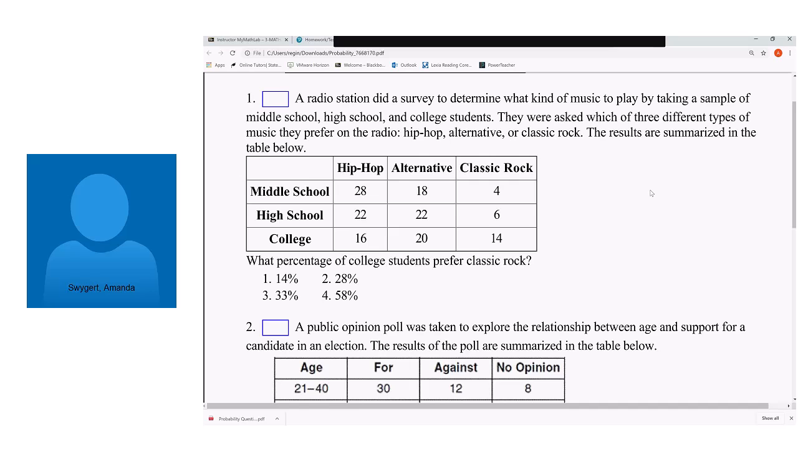How many college students were asked? So what's our total? 50. If you add together 16 plus 20 plus 14, that's 50 college students. Out of those, how many preferred classic rock? 14. So then our answer would be 14 out of 50, right? That's our fractional answer. But they're asking me for a percentage.